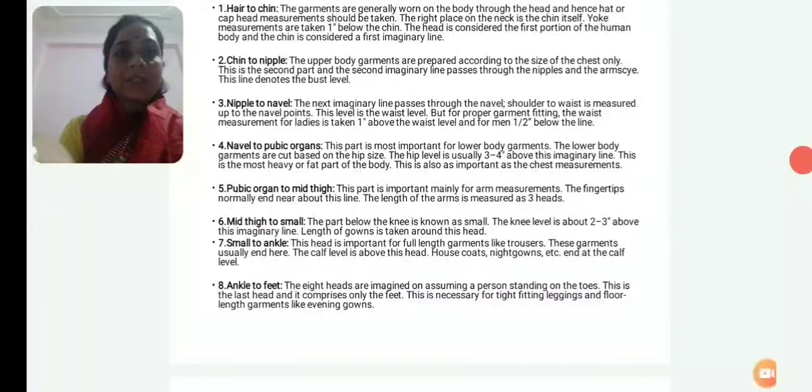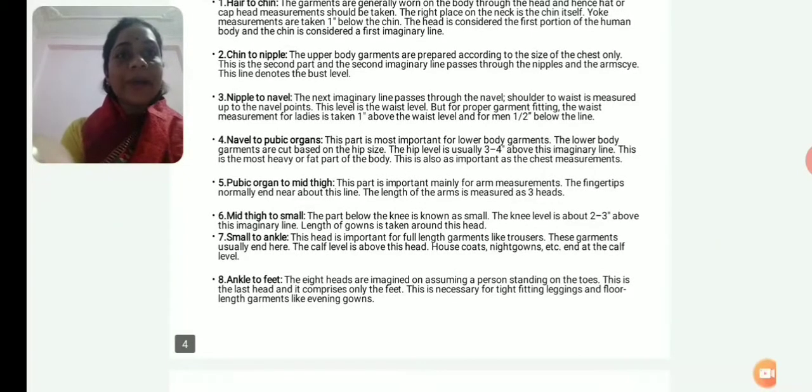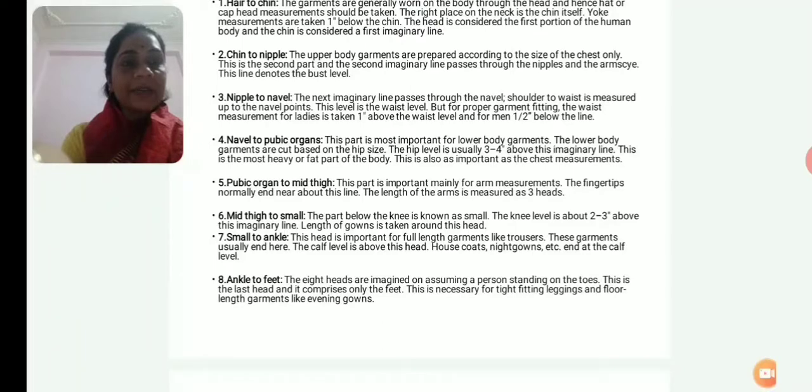Now mid thigh to small. The part below the knee is known as small. The knee level is about 2 to 3 inch above this imaginary line. Length of gowns is taken around this head, small to ankle. This head is important for full length garments like trousers, pants. These garments usually end here.